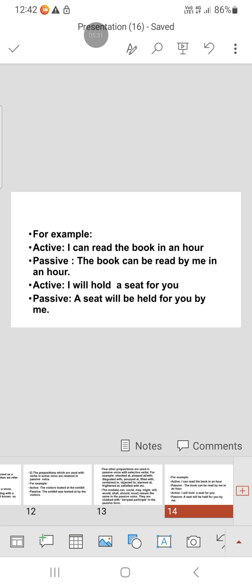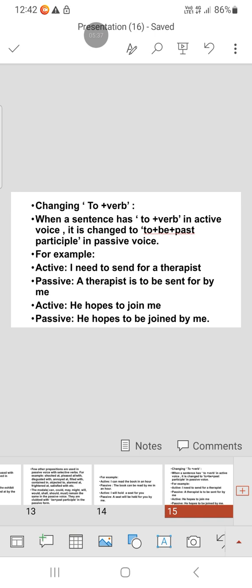Active, I will hold a seat for you. Passive, a seat will be held for you by me. Changing to plus verb. When a sentence has to plus verb in active voice, it is changed to to plus be plus past participle in passive voice.